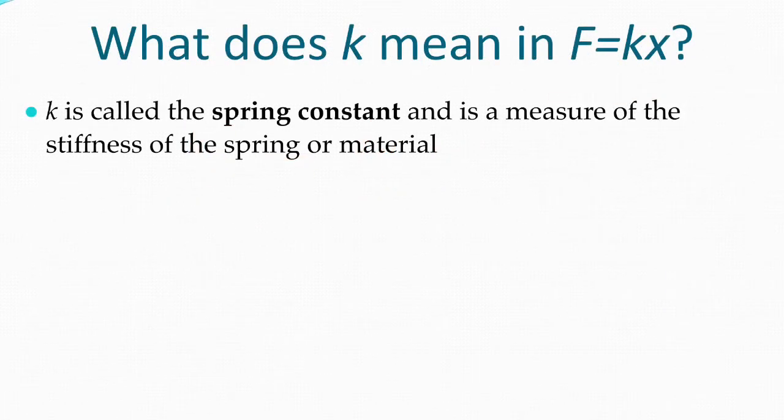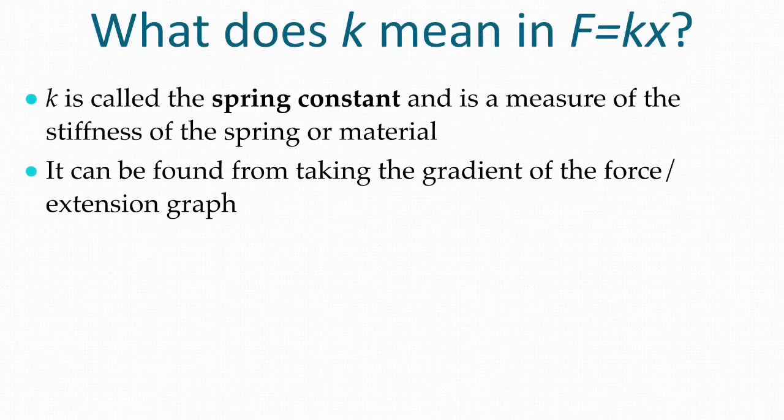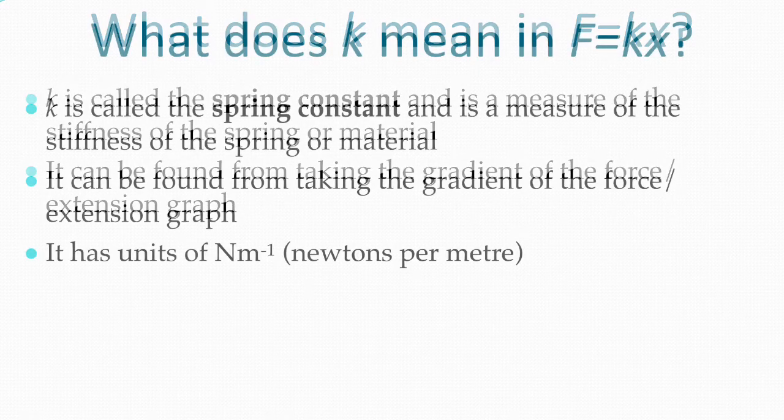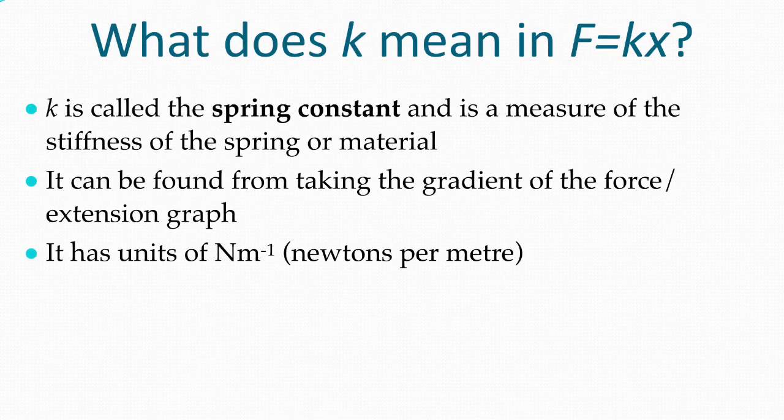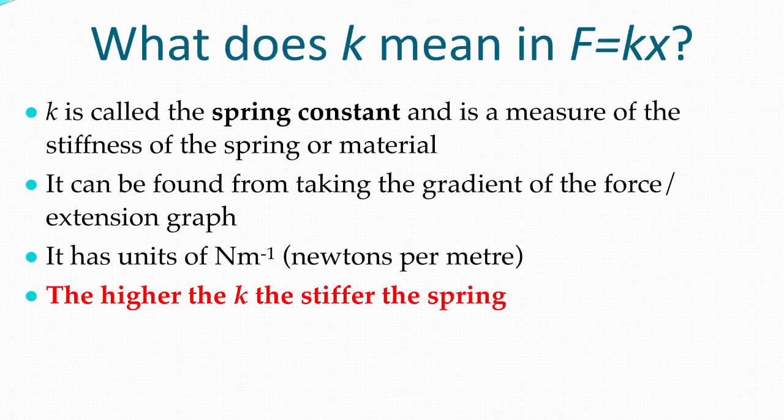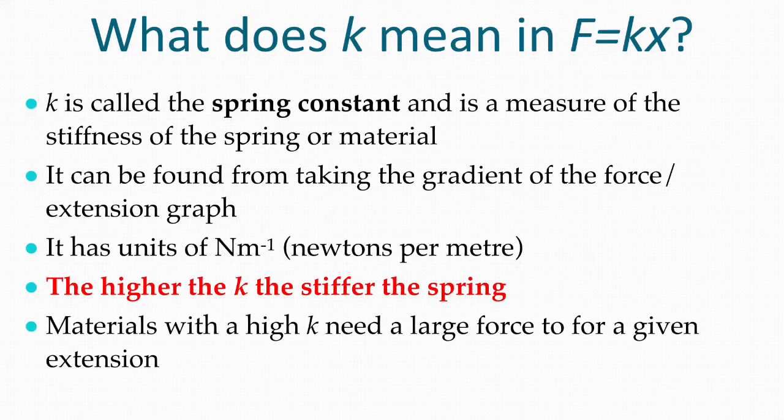In this equation, K is known as the spring constant, which is a measurement of how stiff the material is. You can find the spring constant by taking the gradient of a force extension graph. The units for the spring constant are newtons per metre. And the higher the value for K, the stiffer the spring is. Any material with a high value of K will need a larger force to get a given extension.